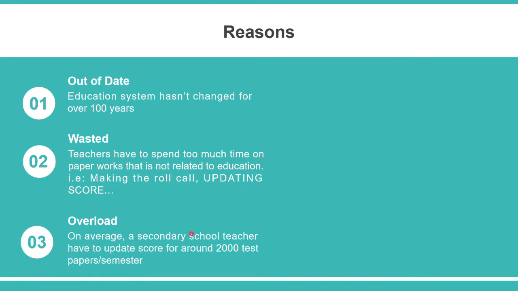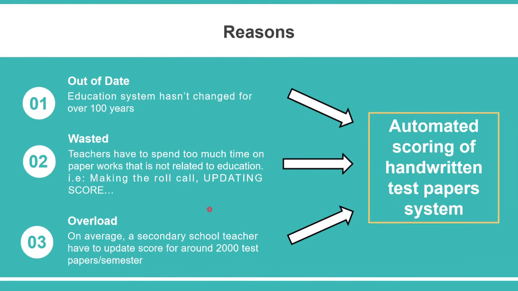per semester. So imagine the amount of time we have to spend opening the Excel file, pressing Control F to find each student to update the score, and that time may affect our health and lead to incorrect updates. So this leads to the automated scoring system.